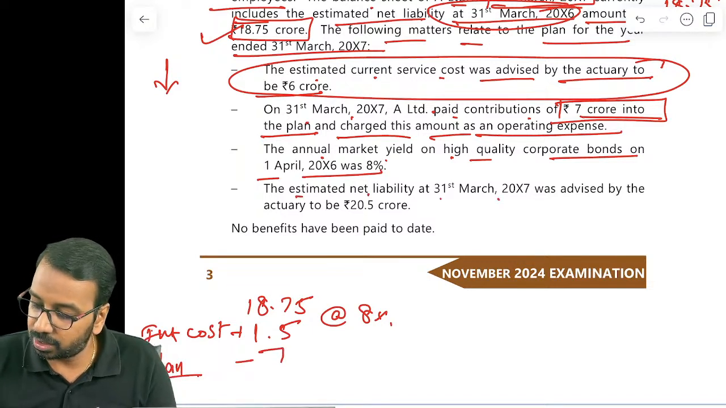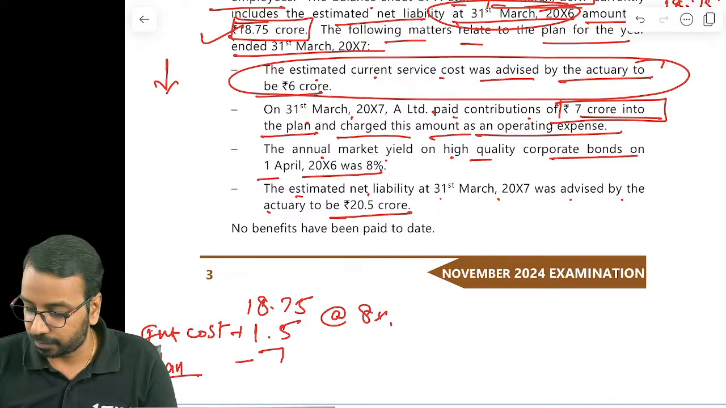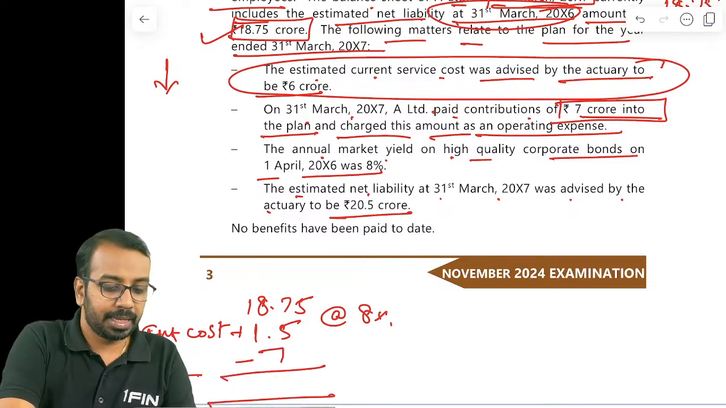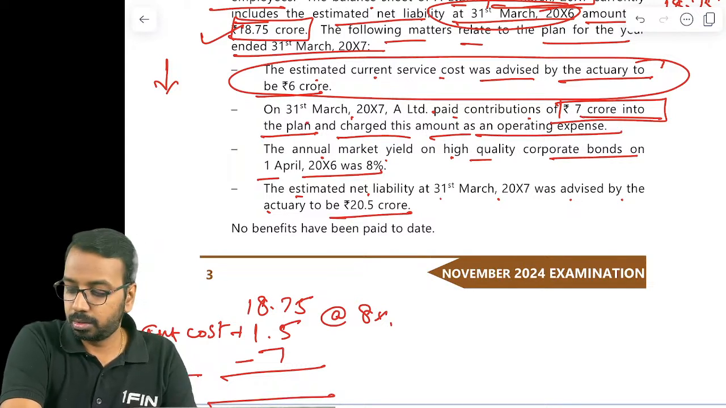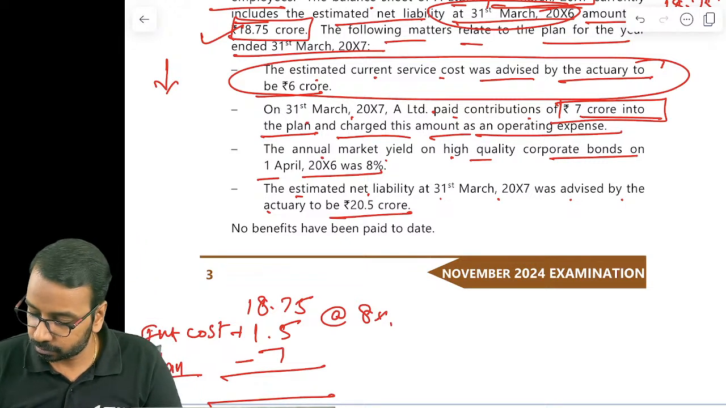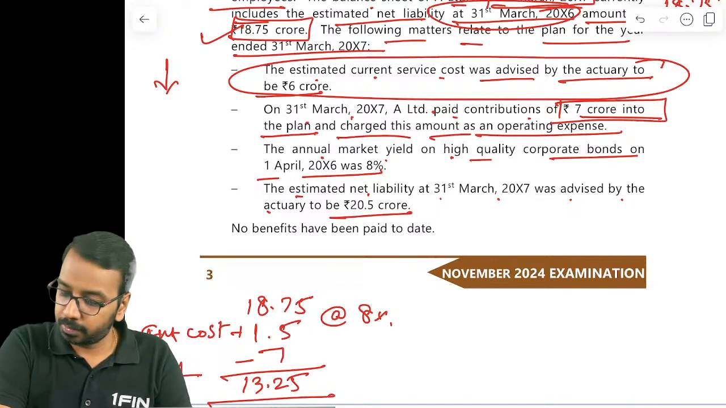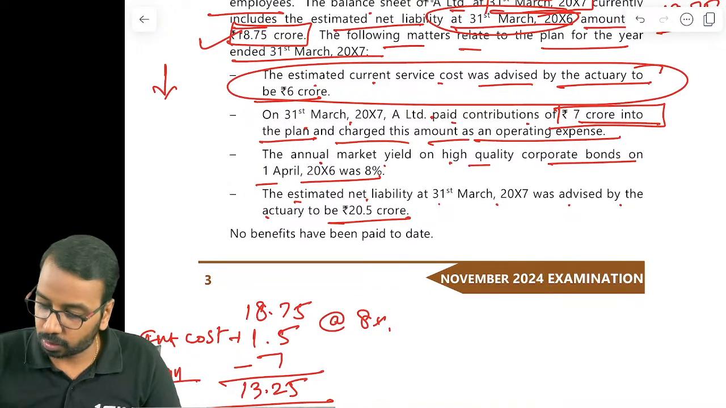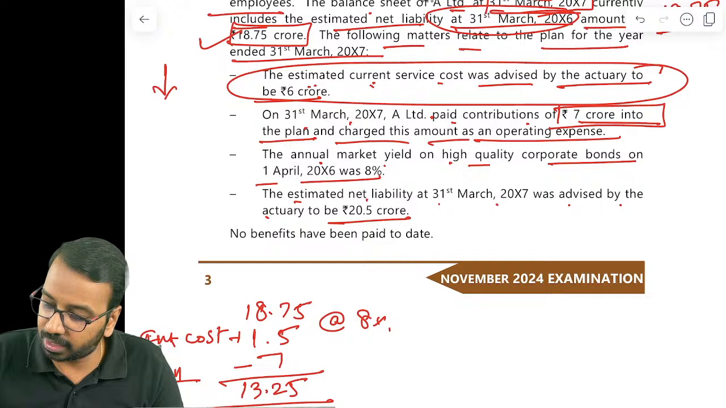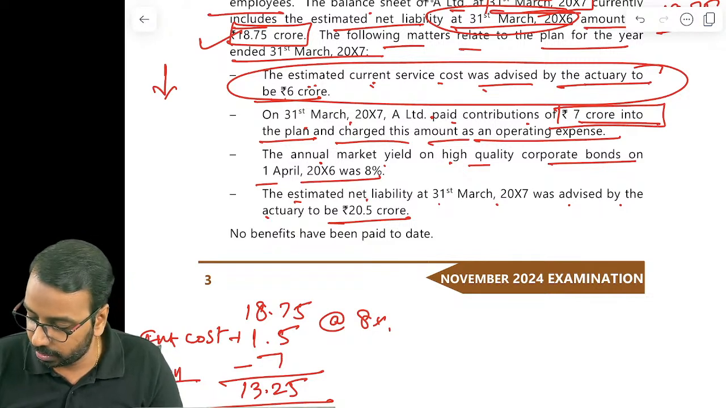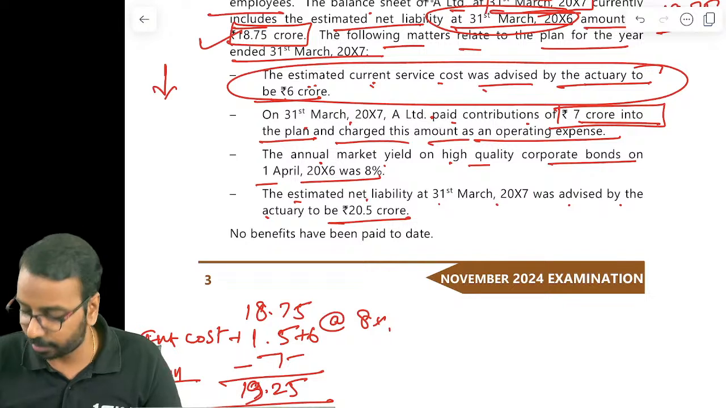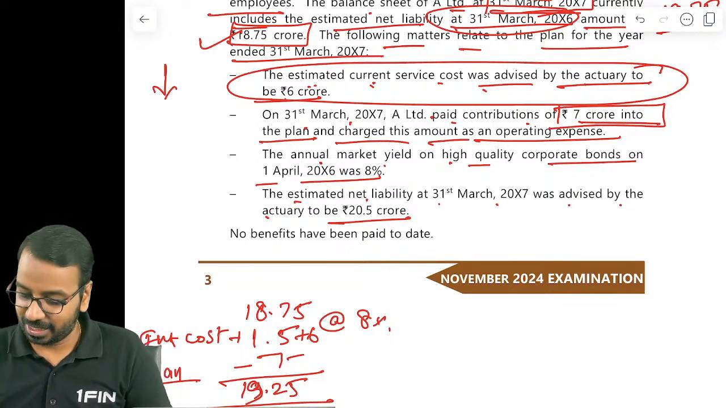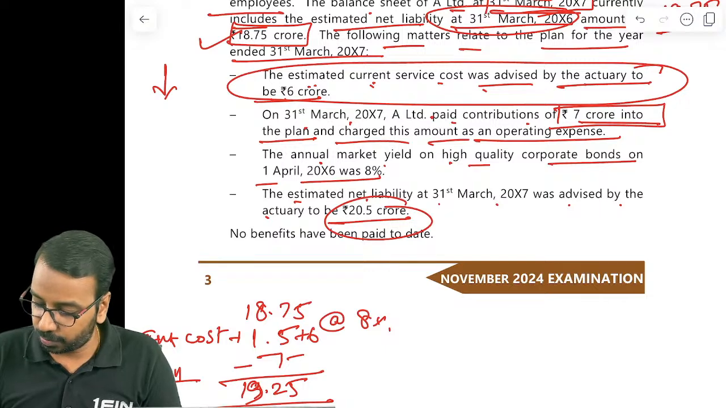The estimated defined benefit liability on 31st March was advised by the actuary to be 20.5. So if I do 18.75 plus 1.5 minus 7, I get 13.25. Okay, so current service cost is also there. I forgot to add that. The estimated current service cost was 6 crores, so I need to add that as well. So plus 6. Sometimes in a hurry, we also tend to miss. Right. So 19.25, and closing balance is 20.5.